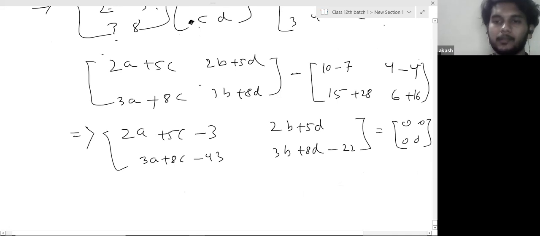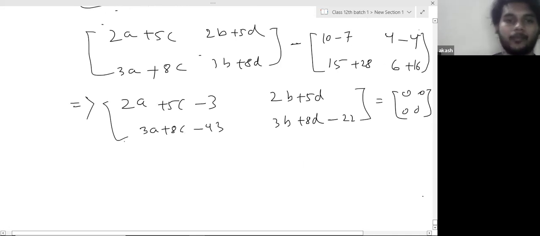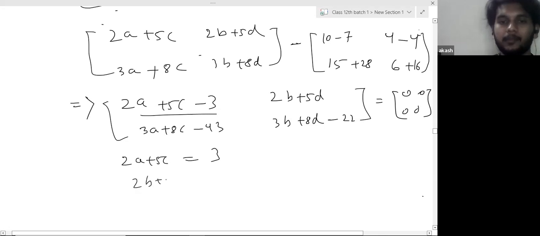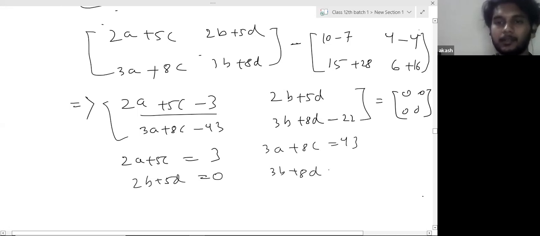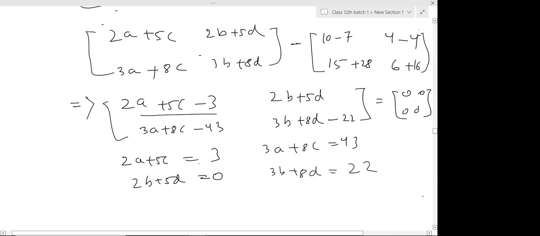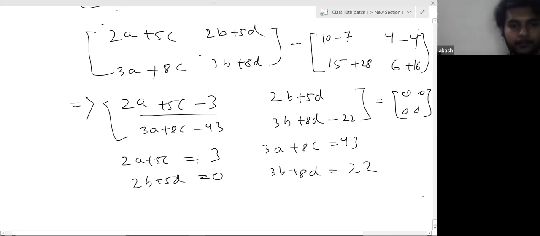Now you have 4 equations and 4 variables. You can solve them easily. You can write 2A plus 5C is equal to 3 from the first equation, 2B plus 5D equals 0, 3A plus 8C equals 43, and 3B plus 8D equals 22. All right, is this clear, everyone? Yes, sir. Sir, is the value of C 77 and A negative 191? Absolutely right. So you figured out your mistakes. Yes, sir.